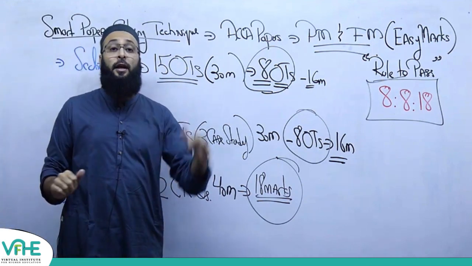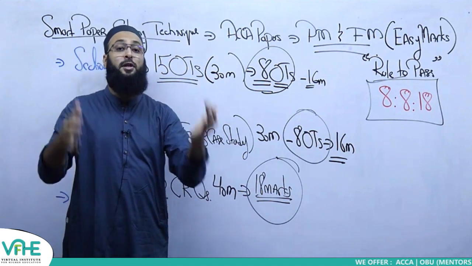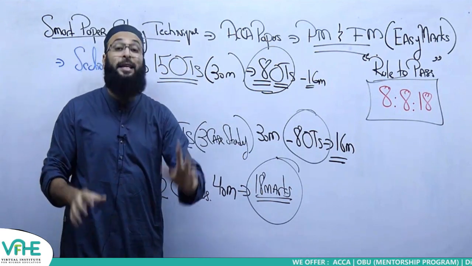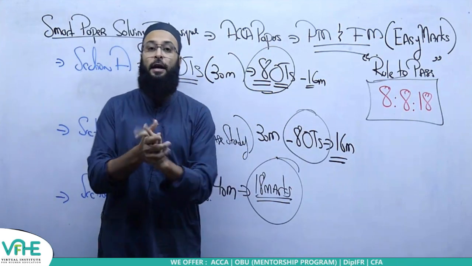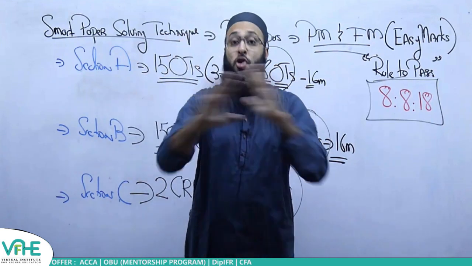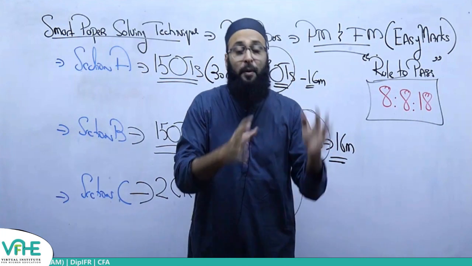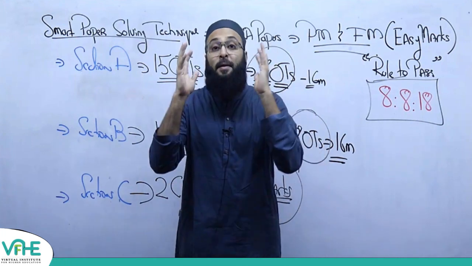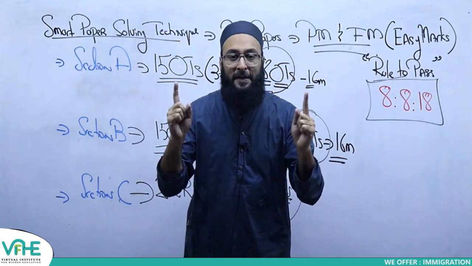Start from the easy area. Section A, 8 OTs. Section B, 8 OTs. Start with the easy case study. Section C, 18 marks. Start with the easy CRQ question. And I'm sure like this you will be able to pass. Remember, 100 marks are not difficult, not impossible to solve. There is a balance in the paper. Easy marks are available. Difficult marks are available. What we have to target is the easy 50 marks.